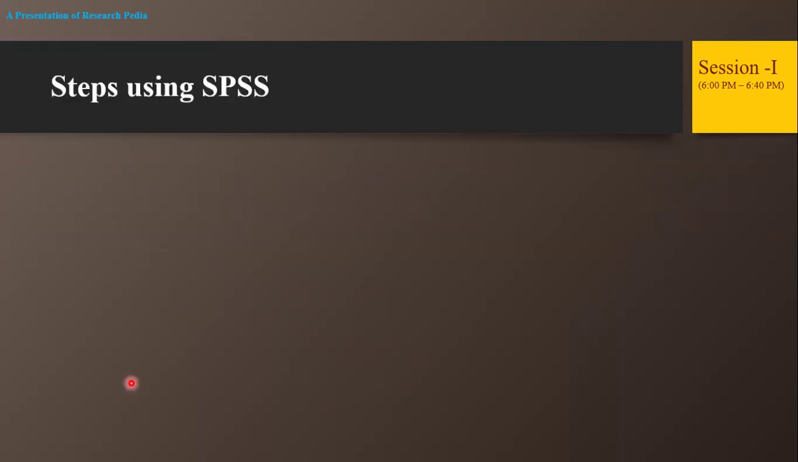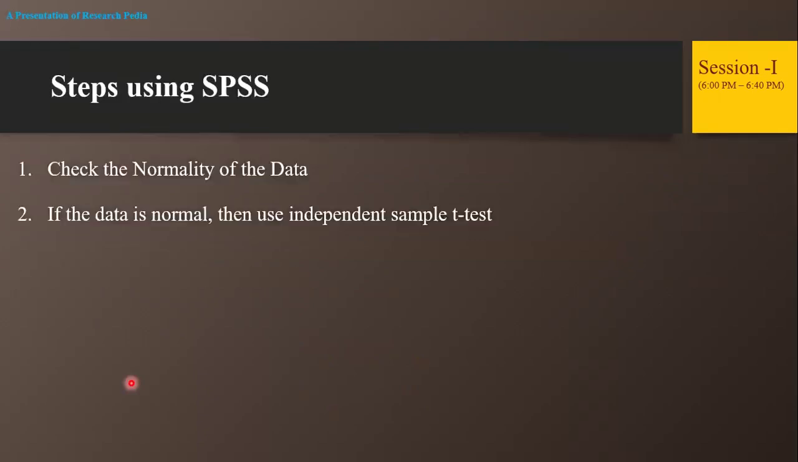So what is the SPSS procedure? First, we need to check the normality. Then we need to check if the data is normal. Then we need to use the independent sample t-test. And then we need to check whether the equality of variance assumption is fulfilled or not. So this is the procedure.